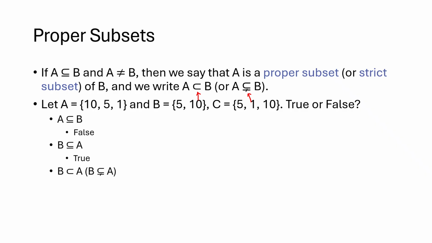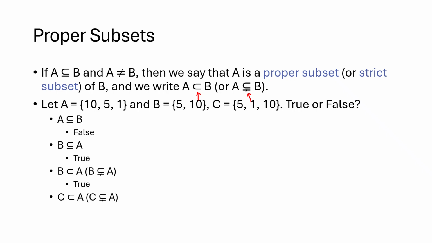Now, the next statement says B is a proper subset of A. So everything that belongs to B also belongs to A. We've already verified that, that's true. And B is not equal to A, that's also true, because A contains 1, which B doesn't. So this is a statement that says B is a proper subset of A is a true statement.